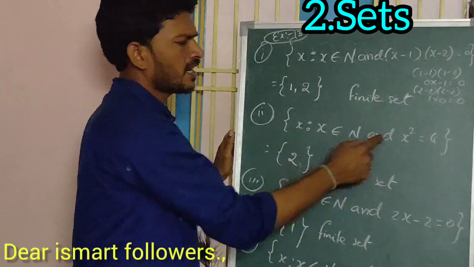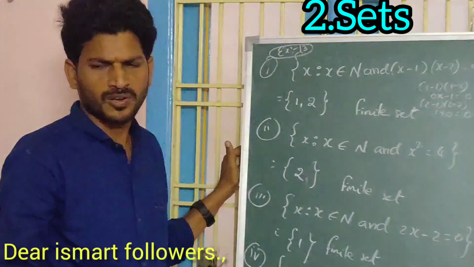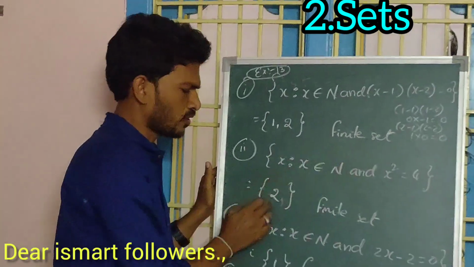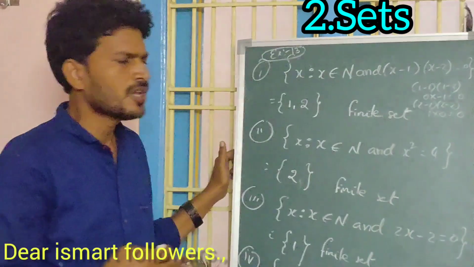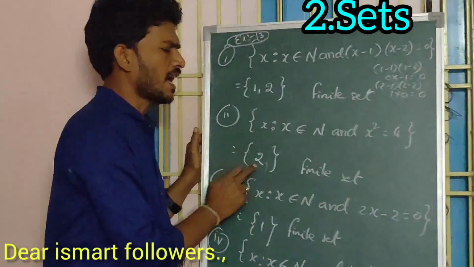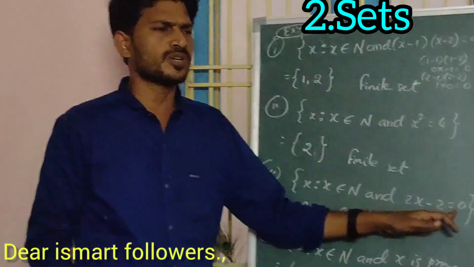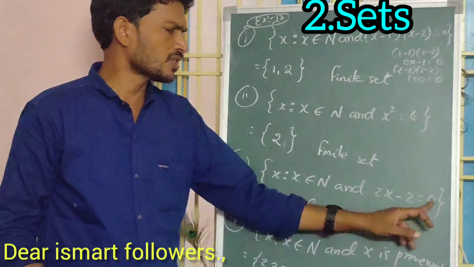Next, X belongs to N and X square is equal to 4. 1 square is 1, no. 2 square is 4, we got the answer 4, that's right, 2. Next, 3 square means 9, 4 square means 16, 5 square means 25. So there is no other answer. Only 2 is the answer. Next, X belongs to N and 2x minus 2 is equal to 0. Substitute 1: 2 ones are 2, minus 2, 2 minus 2 is equal to 0.